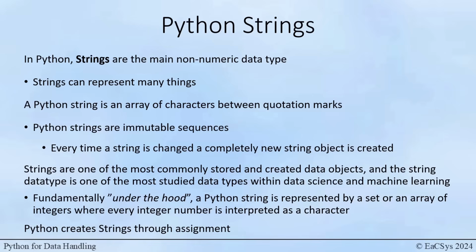As a consequence of Python's definitions of strings, Python strings are immutable sequences, and this means that in practice, every time a string is changed, a completely new string object is created for the new string. So, if you have a string, let's say this course is great, and change the string to this course is the best in the world, then an entirely new string object, this course is the best in the world, is created, and the old string is removed from RAM.